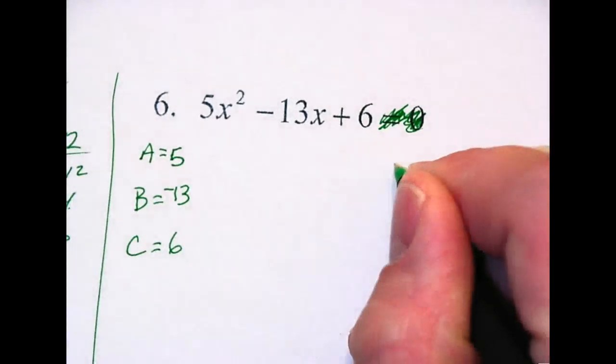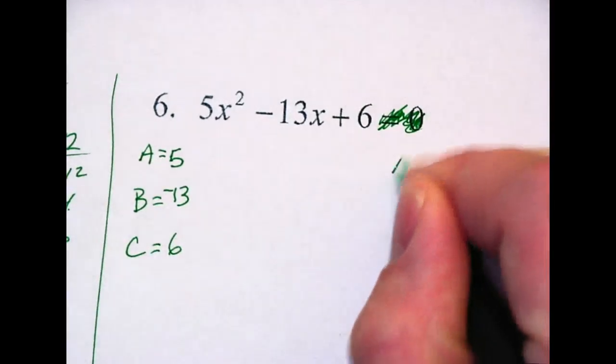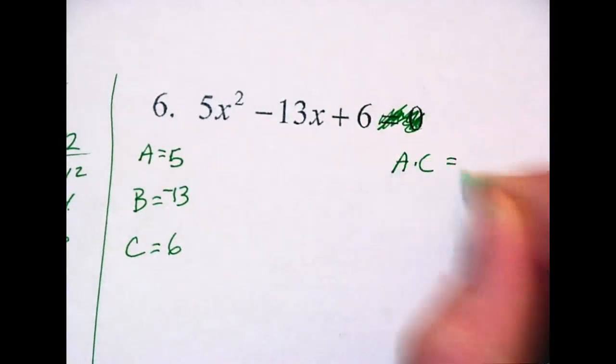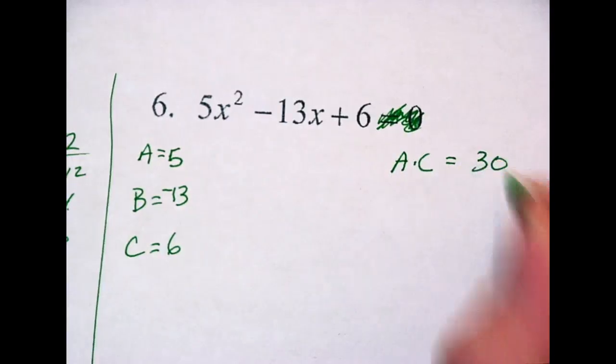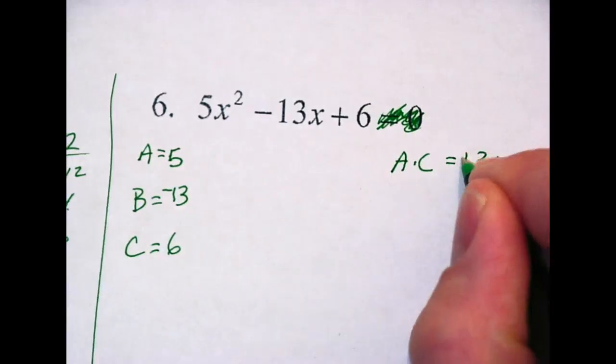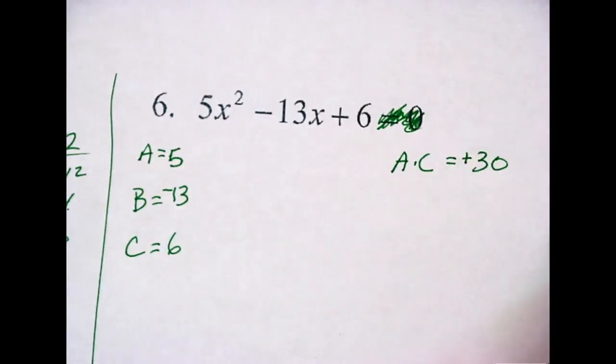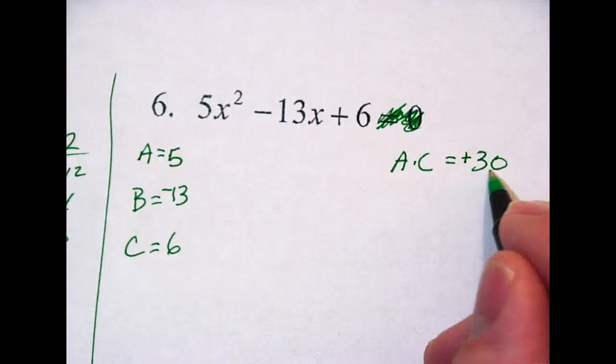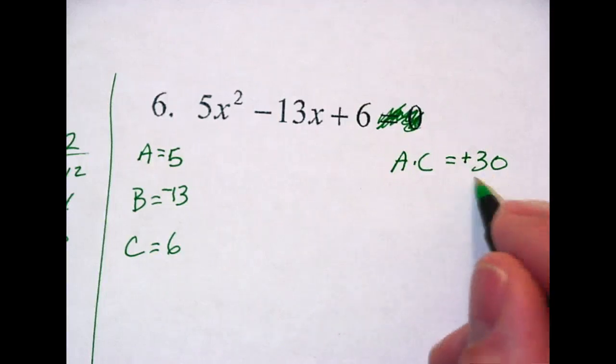Jennifer, what's our next step? 5 times 6, which is A times C. Very good. 5 times 6 is 30. How many made it that far? All right, good. 5 times 6, 30. We're trying to find two things to multiply to make 30 and add to 13 in the negative style.